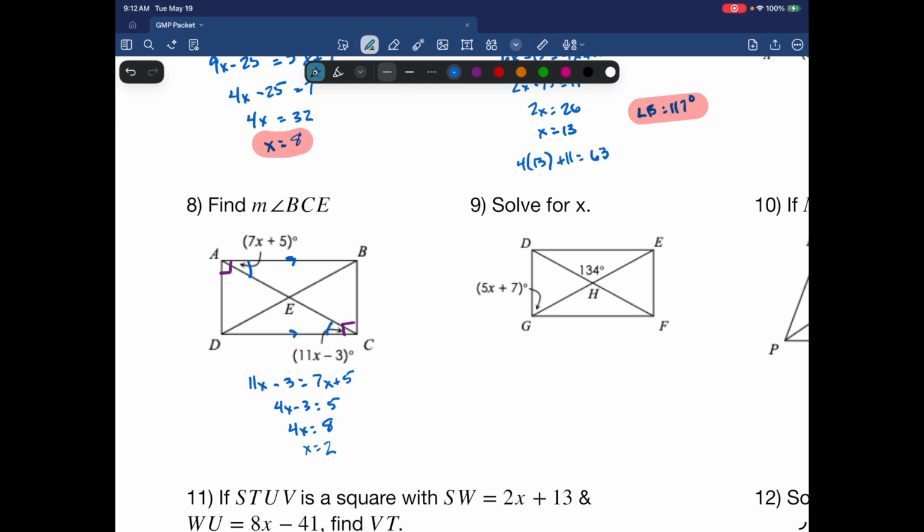It says go find BCE. BCE is this angle right here. So now the 90 comes in, and you go find one of these angles. This is going to be 11 times 2 minus 3. This is going to be 22 minus 3, which is 19. So if this is 19, 90 minus 19 would be 71. So the measure of BCE is 71 degrees.